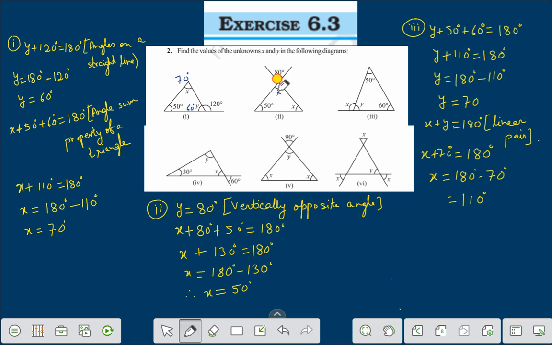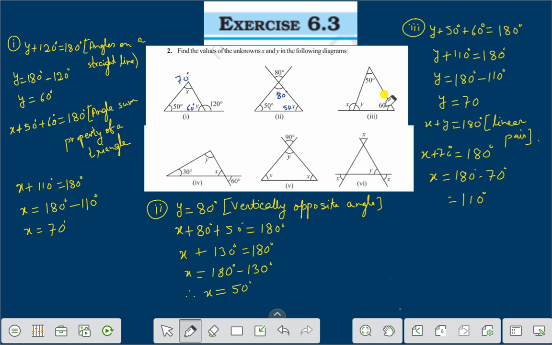Here also this is 80. Therefore the value of y is also 80, vertically opposite angle. And the value of x we got in this is 50 degree. Right? 50 plus 50, 100 plus 80 is 180 degree.